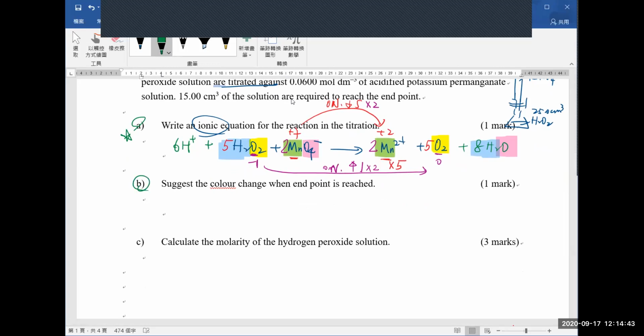How about B? Suggest the color change when the endpoint is reached. Again, B part for that one is just what is the color change? Very similar to the previous question. So what is the color change? What is the color change?